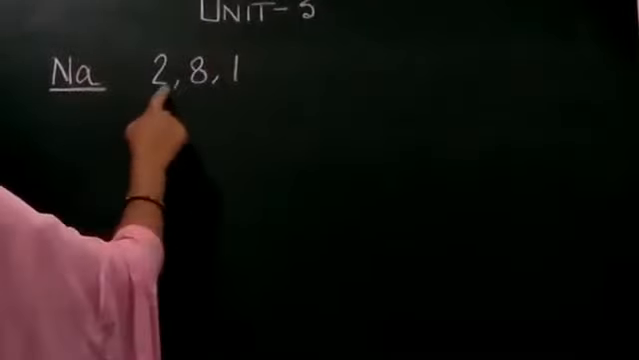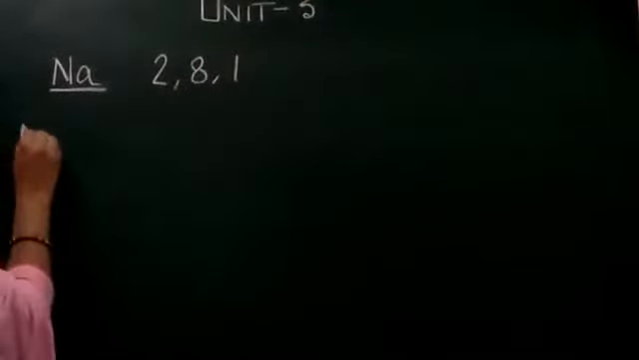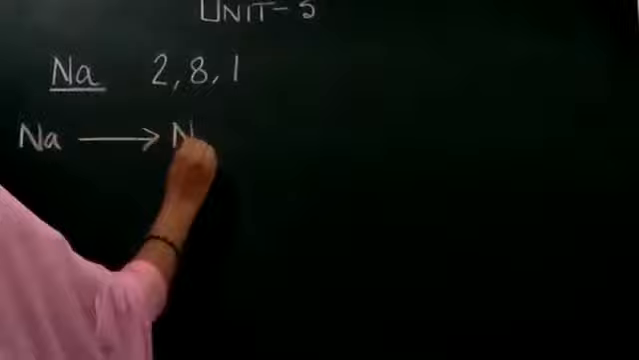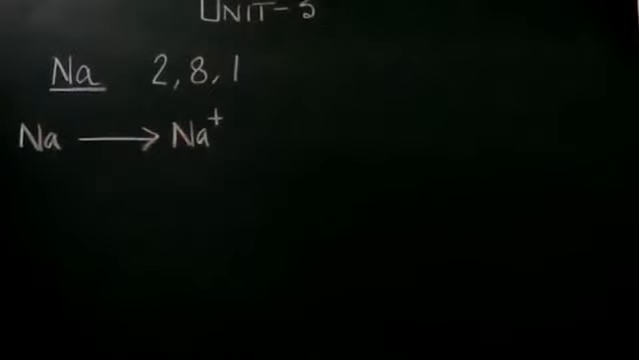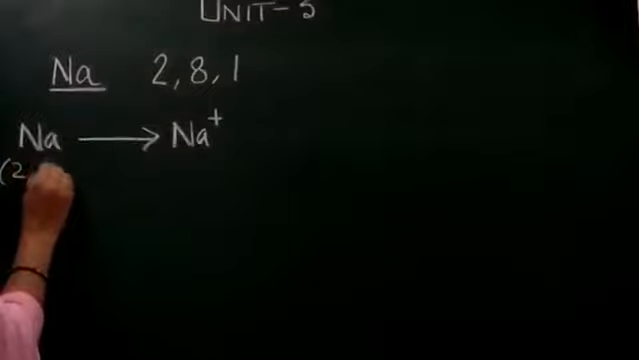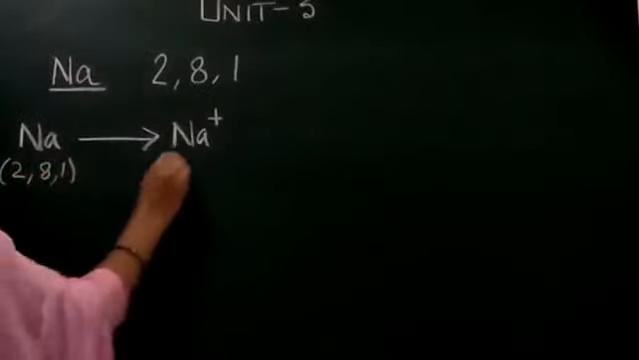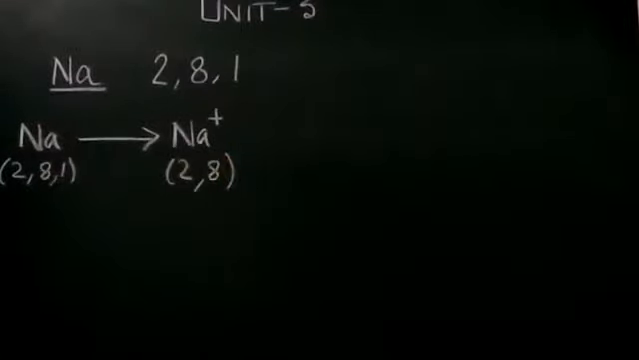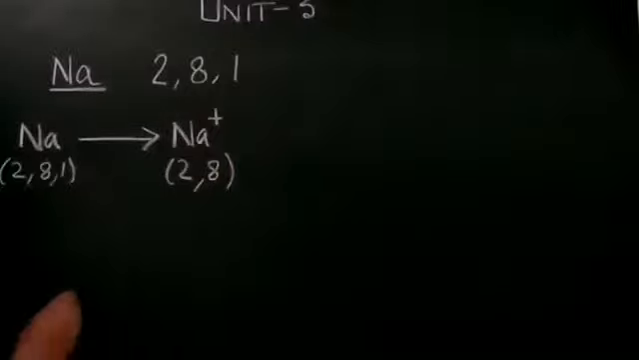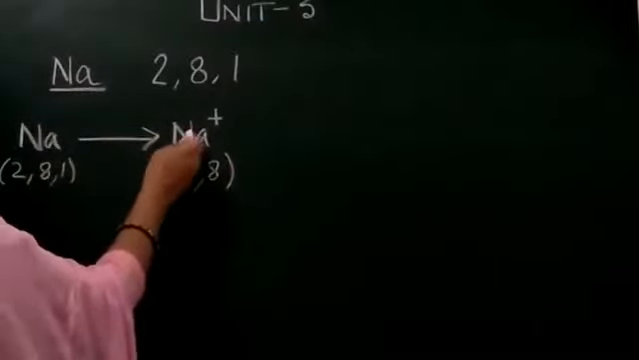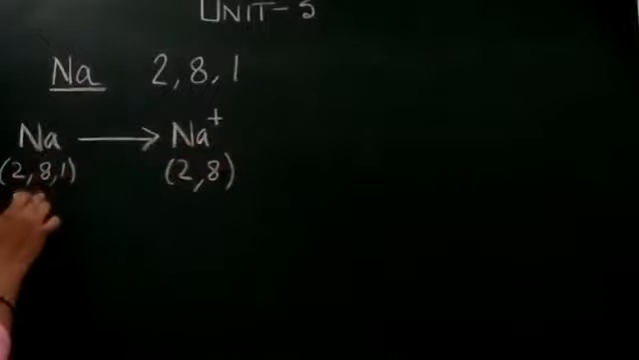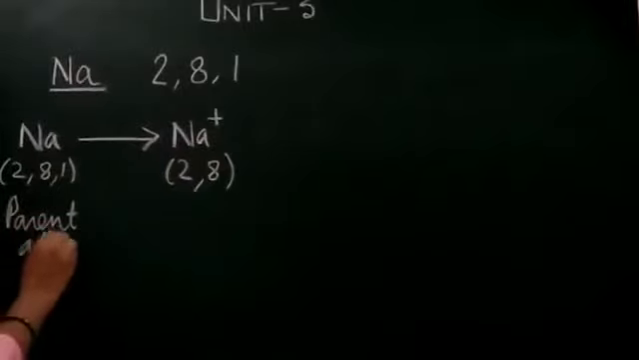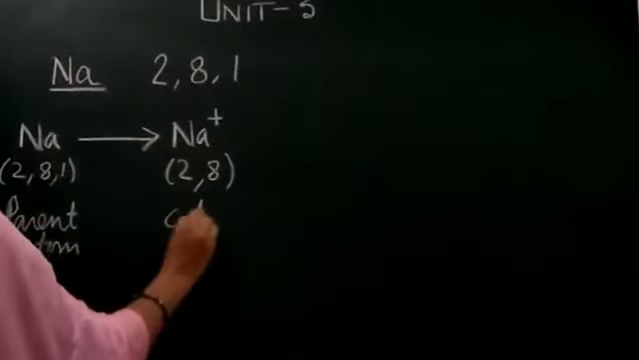Now, when it loses an electron, now here students, Na is losing an electron and it is forming Na+. Now, the electronic configuration changes from 2,8,1 to 2,8. That means we are talking about electronic configuration here. The species will remain sodium only, the sodium ion, right? So here sodium is the parent atom and this is the cation which has been formed.